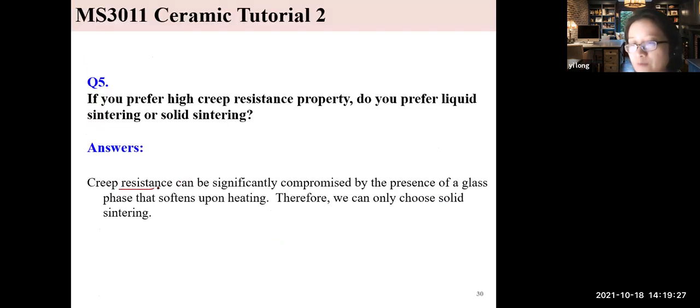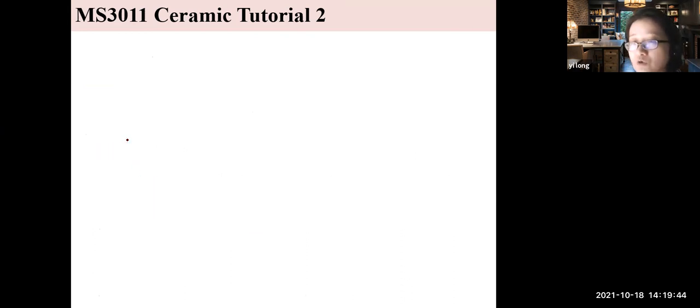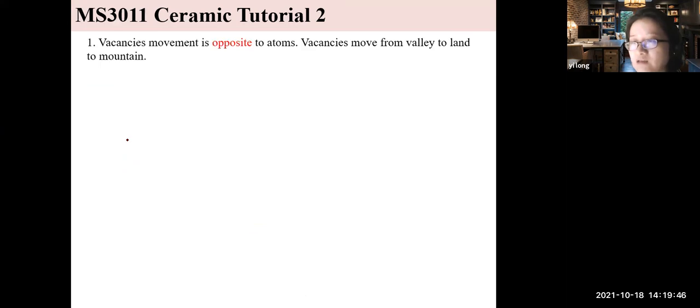Creep resistance can be significantly compromised by the presence of a glassy phase at the grain boundaries. This is because it is going to soften upon heating, and therefore we can only choose solid state sintering. So that is Q5. Okay, so we can very quickly summarize already.